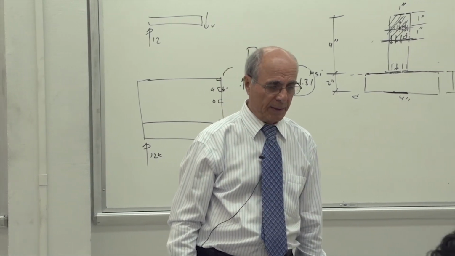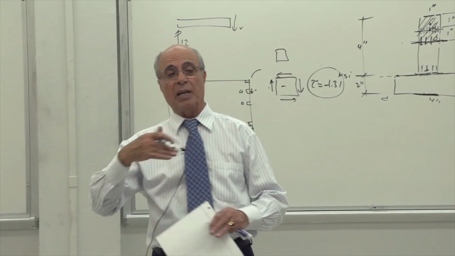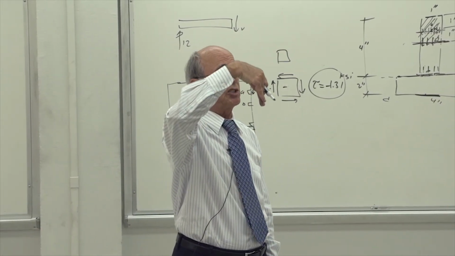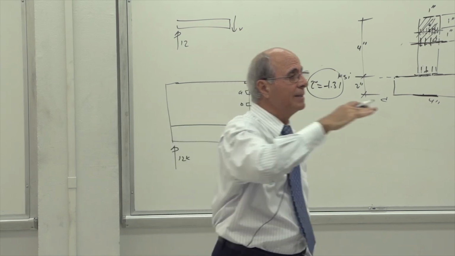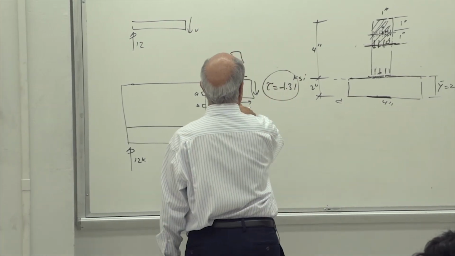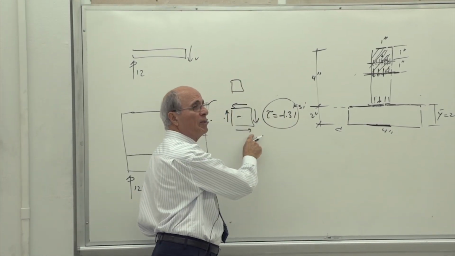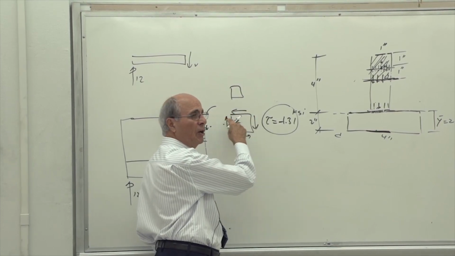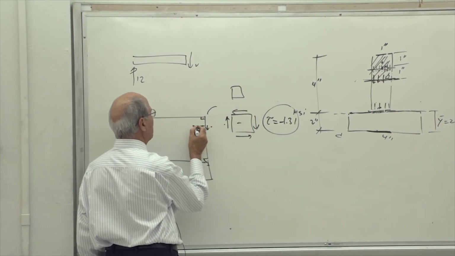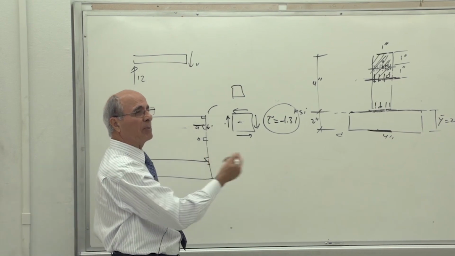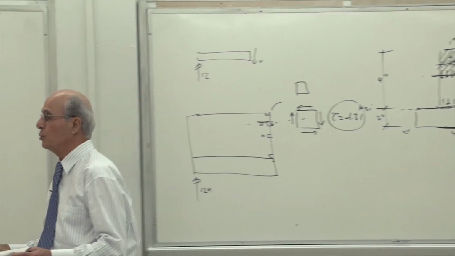Remember, the whole idea was that when the shear stress is vertical, because of this, everybody see that? This is the vertical we were calculating. This is the horizontal. It means there is a horizontal shear going that way, layer by layer by layer. That's what I was showing you last time.